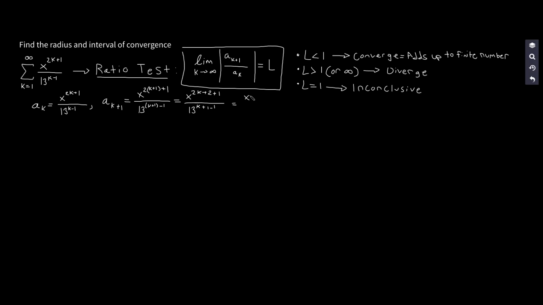Let's see. So that's going to be 2 times k plus 3 in the numerator there. And then in the denominator, well, these are going to cancel, and we're just going to have 13k. So now at this point, we've identified our a sub k and our a sub k plus 1. So we need to apply the ratio test. So we'll take the limit.